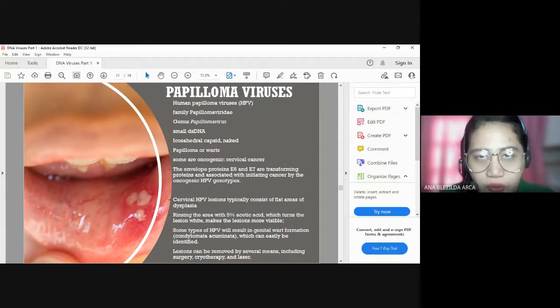And then, the one that can cause cancer is actually the E6 and the E7 protein. So, nagkakaroon ka ng cancer because of the viral proteins known as E6 and E7. This is the one that can actually initiate the cancer by papillomavirus.